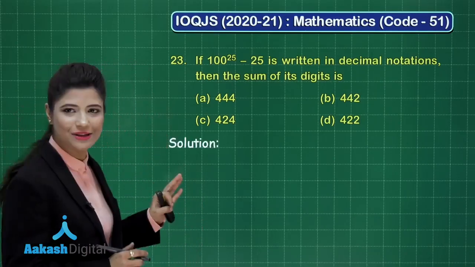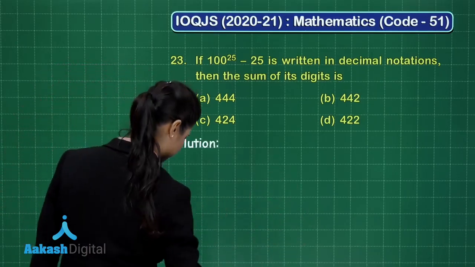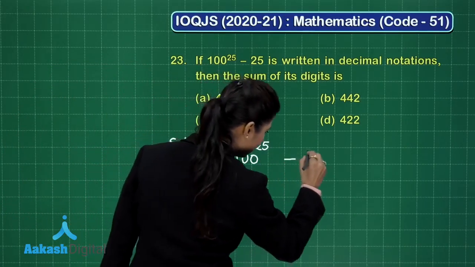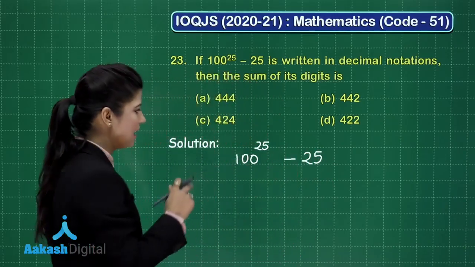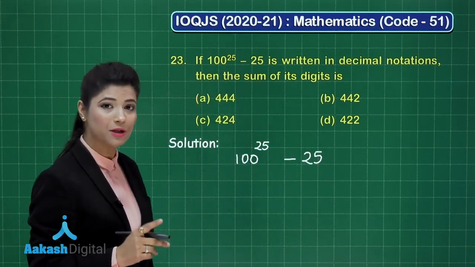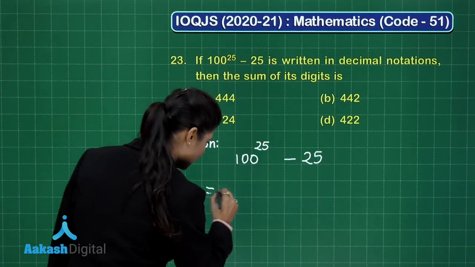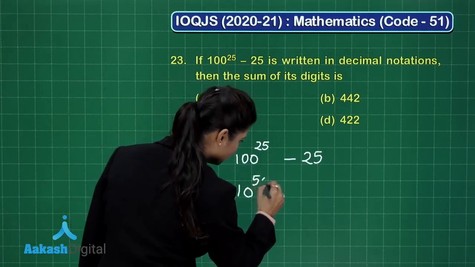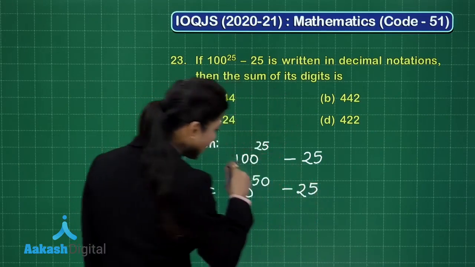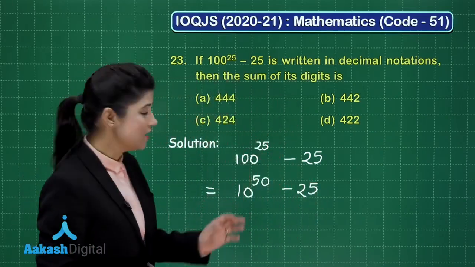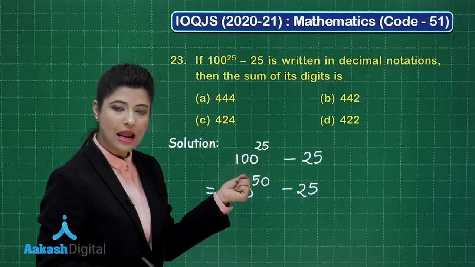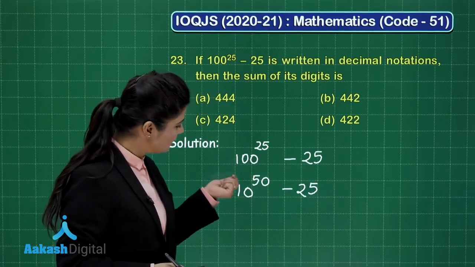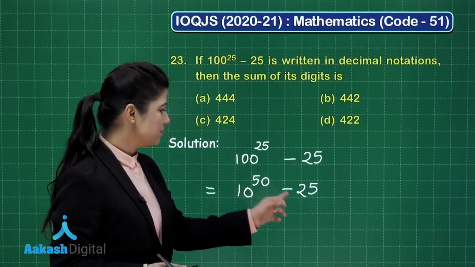Here we are talking about this number, which is 100 raised to the power 25, minus 25. You can clearly see 100 raised to the power 25 is a multiple of 10, isn't it? So this can very well be written as 10 raised to the power 50, minus 25. Why could I write it as 10 raised to the power 50? Because 100 is 10 squared, and 10 squared raised to the power 25 simplifies to 10 raised to the power 50.